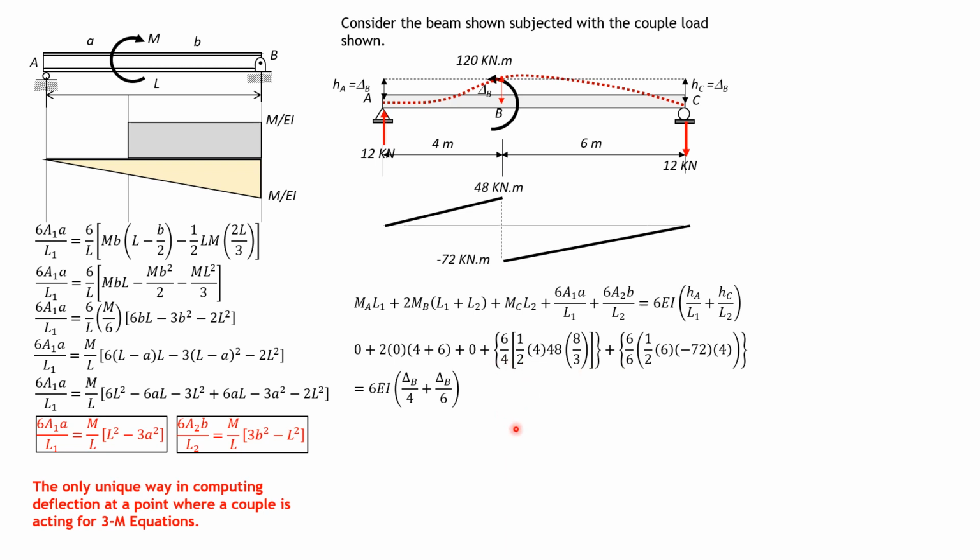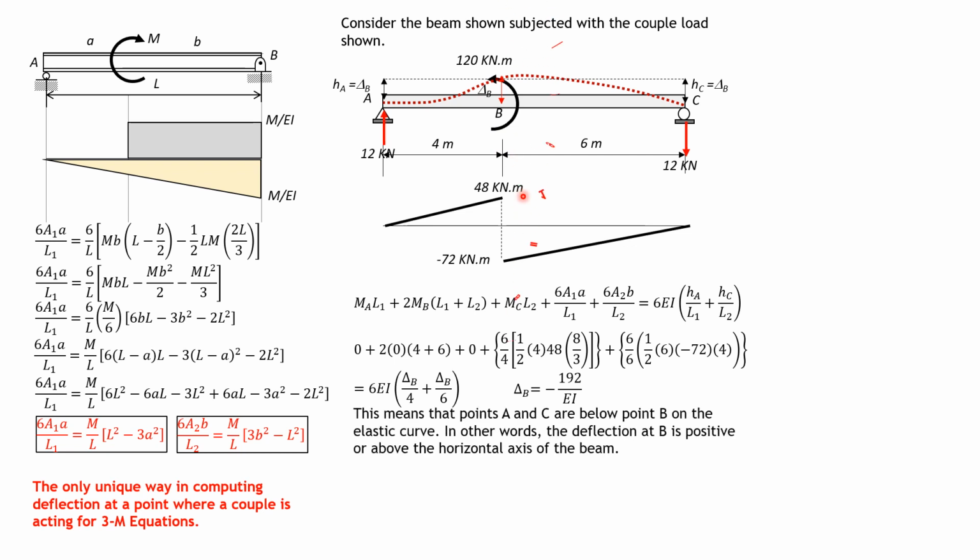So simplifying these values, we will get delta B, which is equal to negative 192 over EI. What's the meaning of this? So this means that both A and C are below the middle point B, because the result is negative, so that means both A and C are below B, not above B. So that means that the deflection at B is positive.